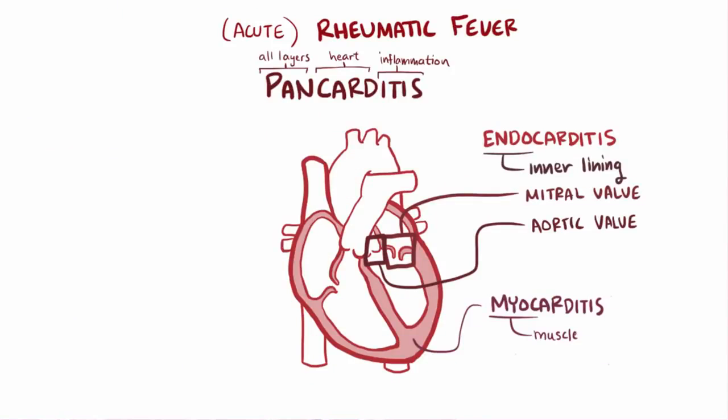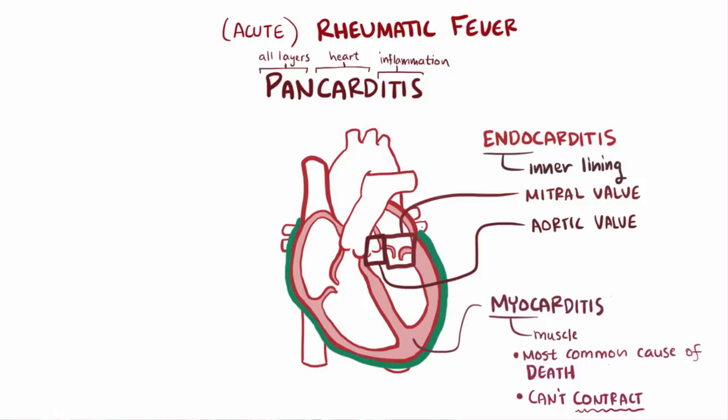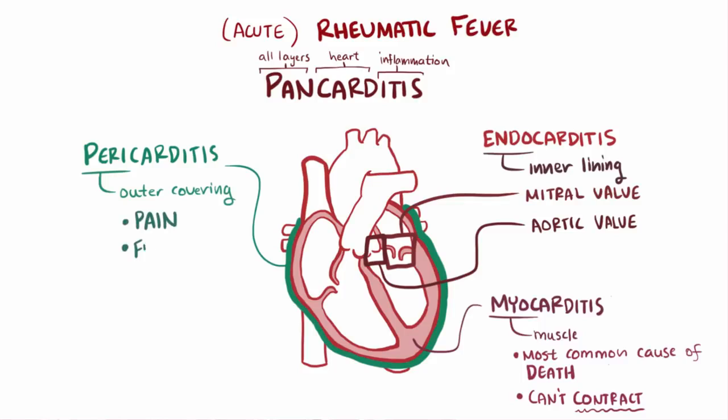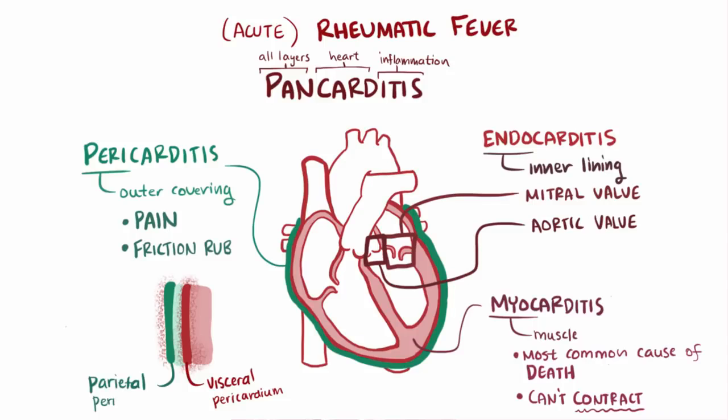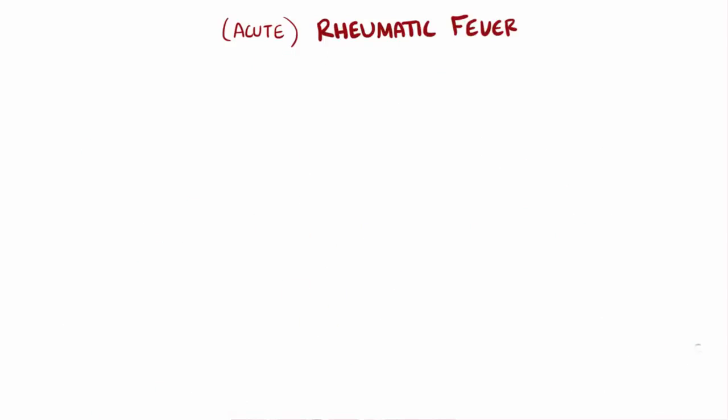It turns out that myocarditis is the most common cause of death in acute rheumatic fever, because this inflammation and necrosis makes the heart wall unable to contract with full force, which results in heart failure. Finally, there's pericarditis, or inflammation of the outer covering of the heart, called the pericardium, which can cause pain as well as a friction rub from the inflamed visceral pericardium rubbing against the inflamed parietal pericardium, which can actually be heard with a stethoscope.